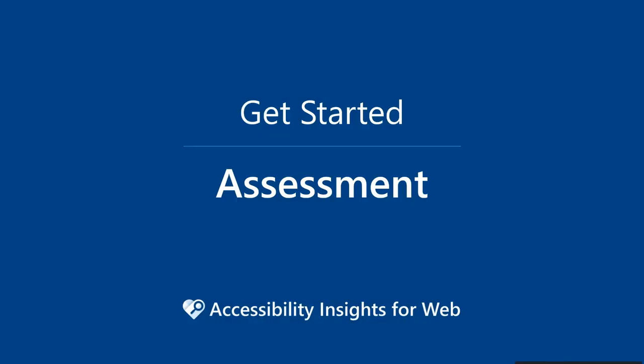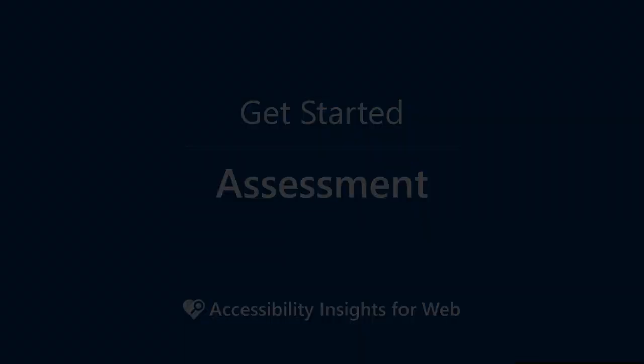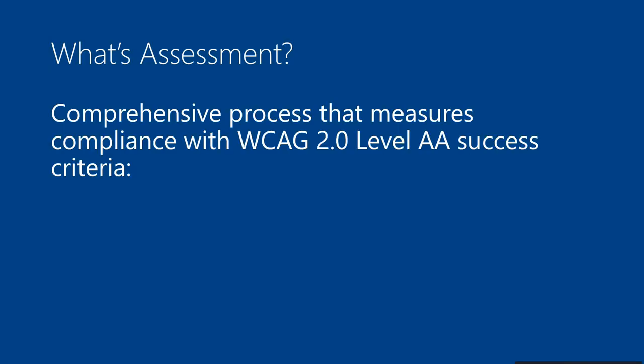In this video, we will introduce assessments. An assessment is a comprehensive process that measures compliance with Web Content Accessibility Guidelines, or WCAG 2.0, level AA success criteria. The assessment process includes approximately 20 tests, and each test covers one or more accessibility requirements.